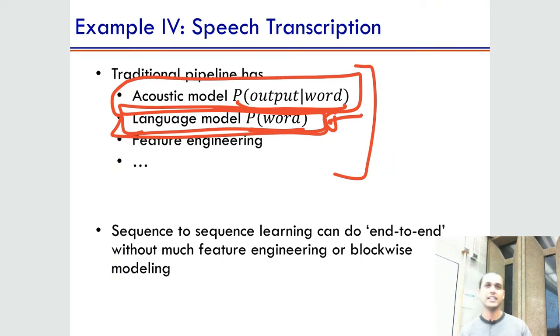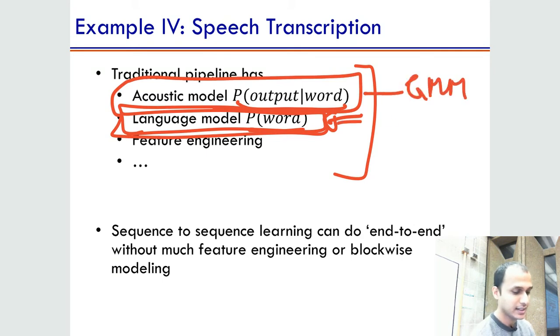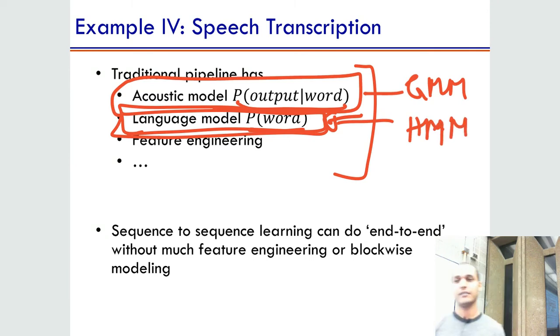This is basically given the word, how is it pronounced? Okay, there'll be different pronunciations, so there'll be a lot of variation. So that part people used to model as GMMs, and this would be HMMs. Okay. These are both graphical models. We'll see if we can get to that during the course.